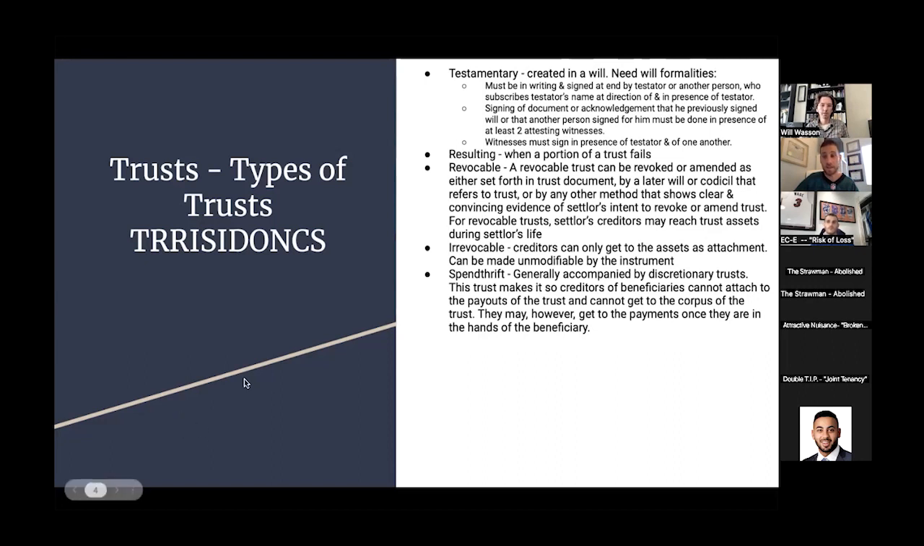Another thing that I always remember is the hallmark of trust creation is settlor intent. What did the settlor want to do? That's what we're trying to think of. Did he want to create a revocable trust? Did he want to create an irrevocable trust? Or did he want to create these spendthrift provisions? And these are very, very important. When we're going through the buzzwords of trusts, major buzzword coming up right here: spendthrift. So what's that, Will?